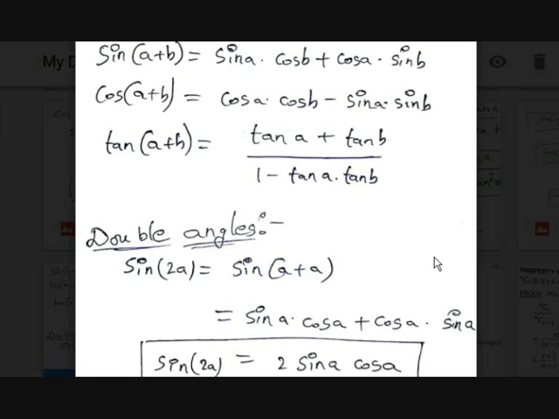Okay, today as you can see, we are going to discuss trigonometry, about double angles and half angles, formulae for them. First, let's start with what we learned in previous videos.